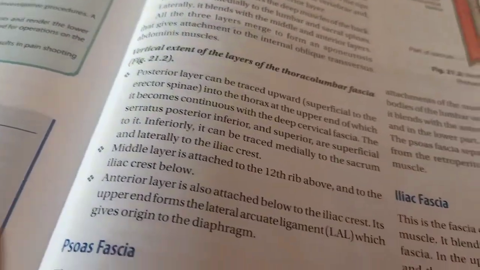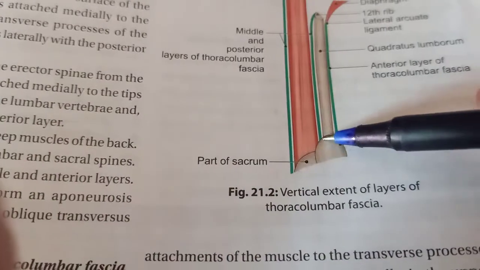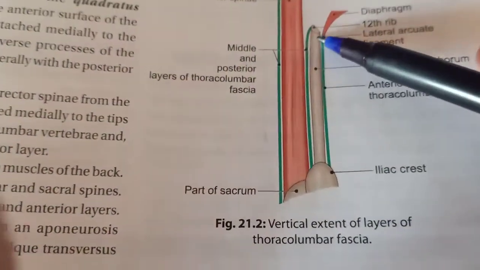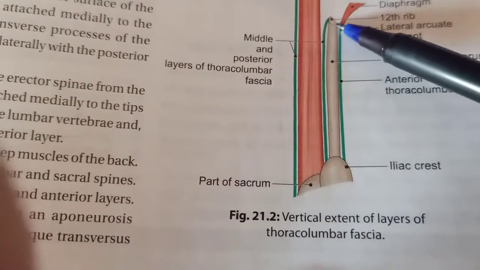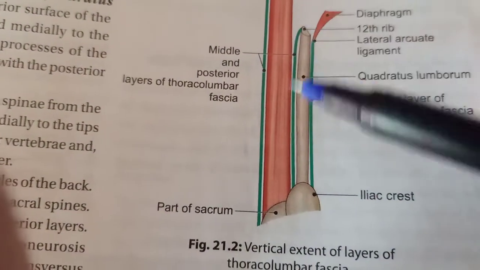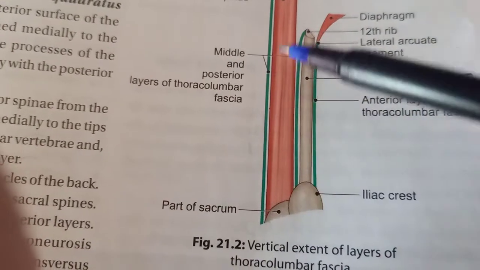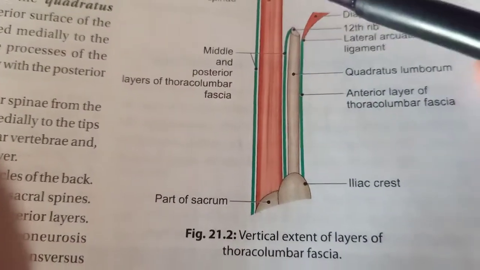Now we'll go to the middle layer. The middle layer is attached to the 12th rib above and the iliac crest below. You can see here, this is the 12th rib. So below it is attached to the iliac crest and above to the 12th rib.